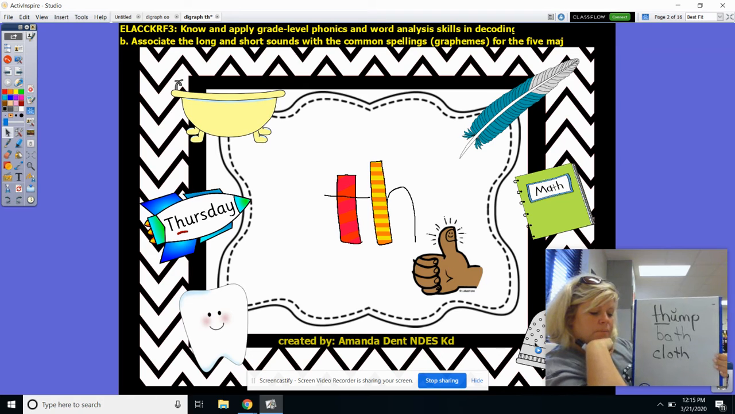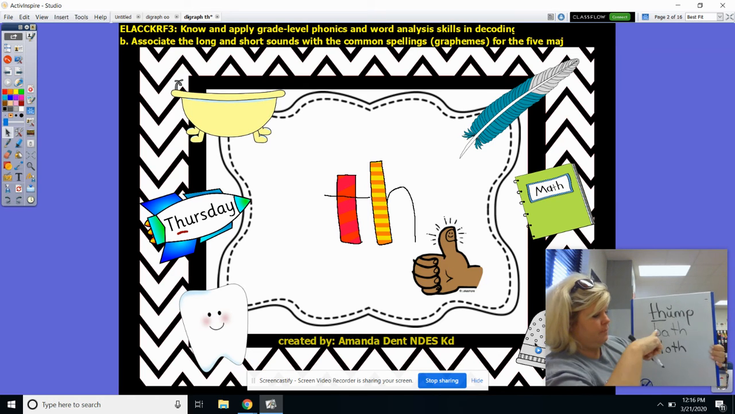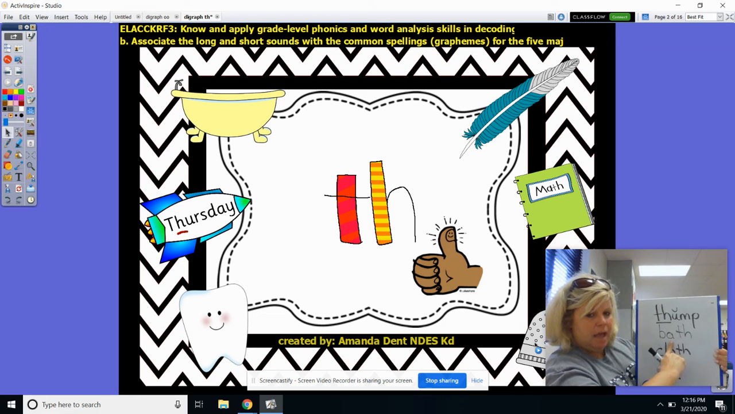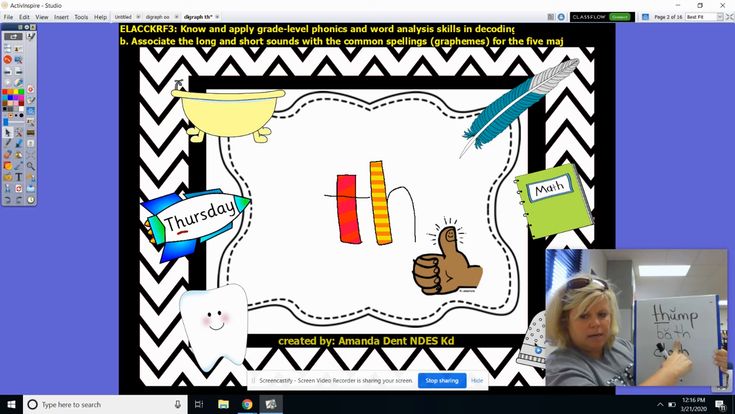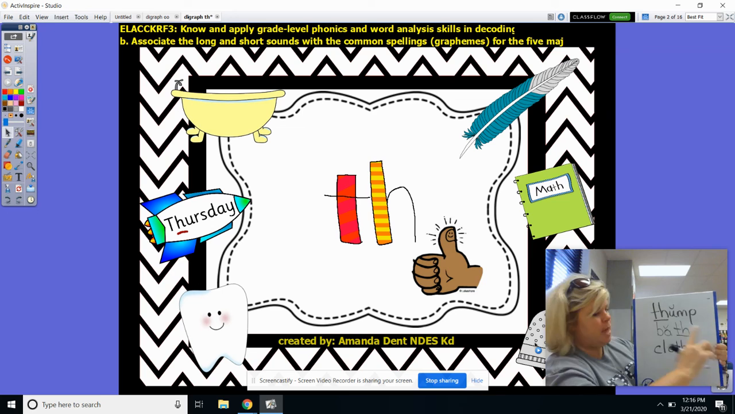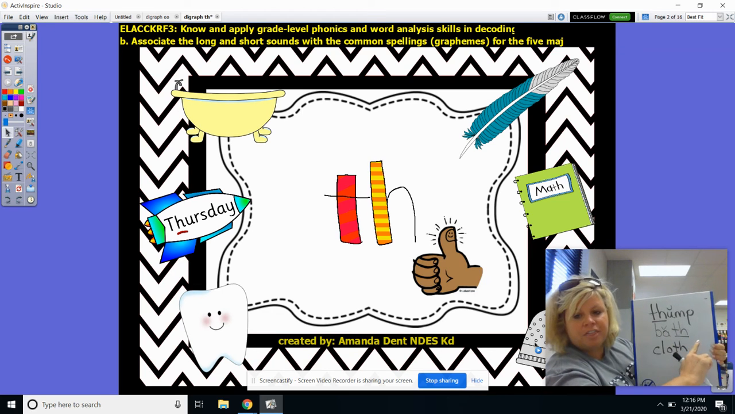Okay, so now let's look at this word right here. Bath. You see a vowel? A. How are we going to code that vowel? With a breve, because it's followed by a consonant. What else do you notice? TH, the digraph TH. Bath, bath.